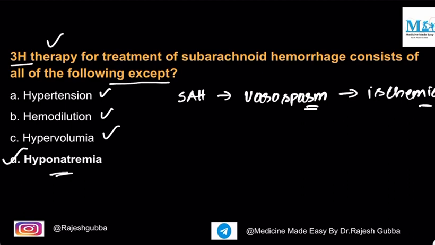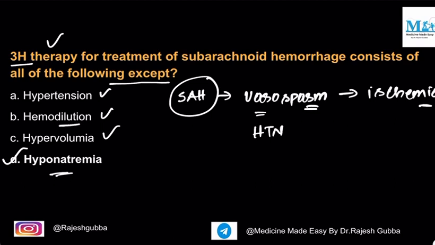So now, what will be helpful to counter this vasospasm is the hypertension. Okay, so hypertension can help to counter this by increasing the blood flow to the affected areas. So keeping the blood pressure slightly on the higher side is good in patients with subarachnoid hemorrhage.